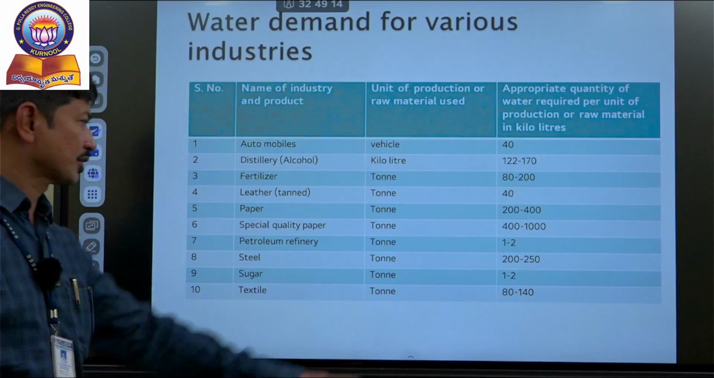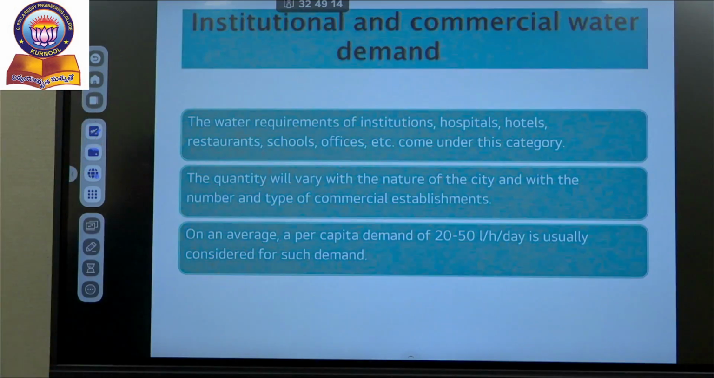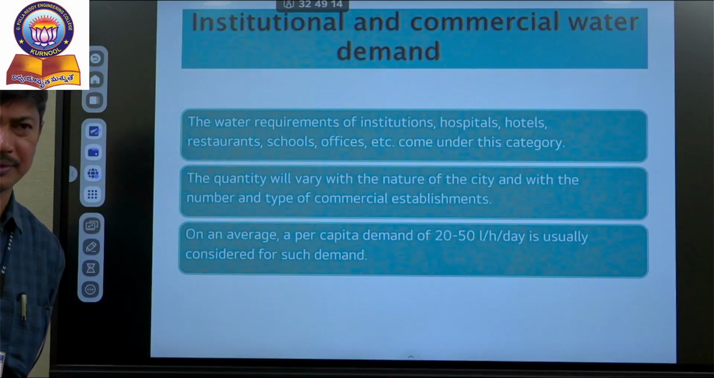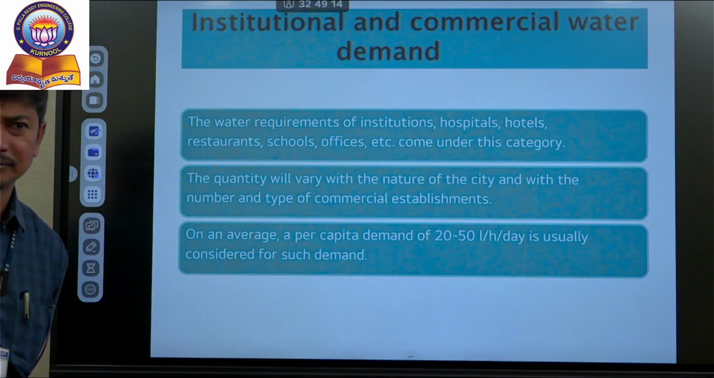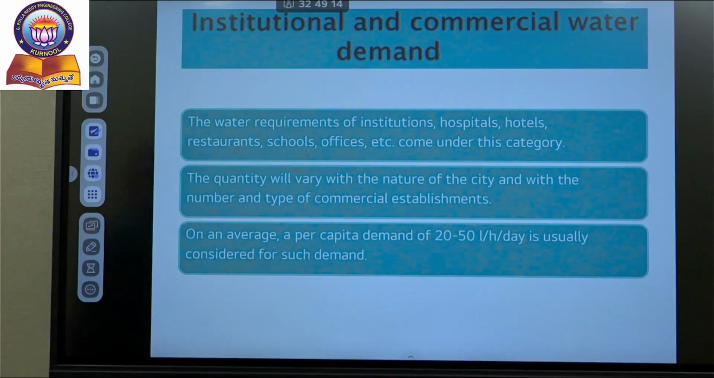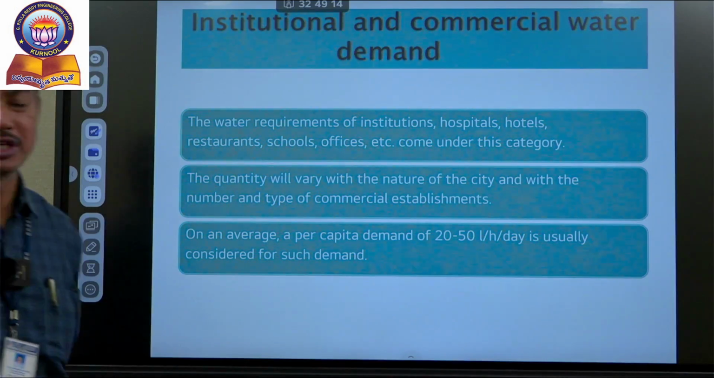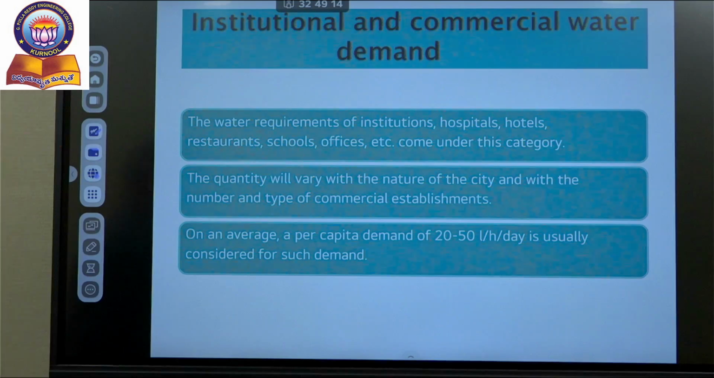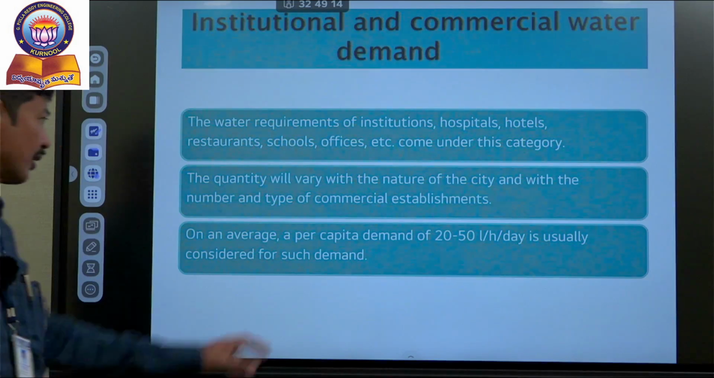This slide shows that. Alright, next one: institutional and commercial demand. Commercial purposes like institutions, offices, bus stands, railway stations, hotels, and restaurants all come under institutional and commercial. To meet this demand, we add 20 to 50 liters to the per capita demand. Otherwise we calculate it separately.